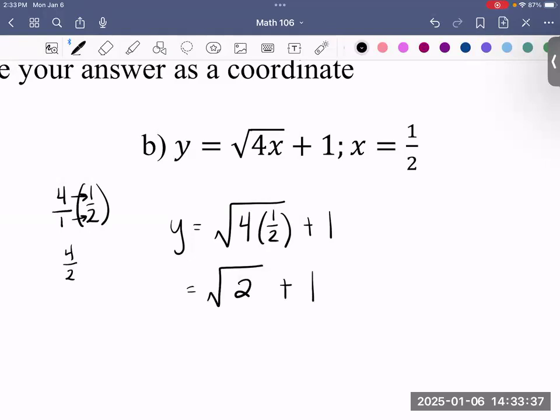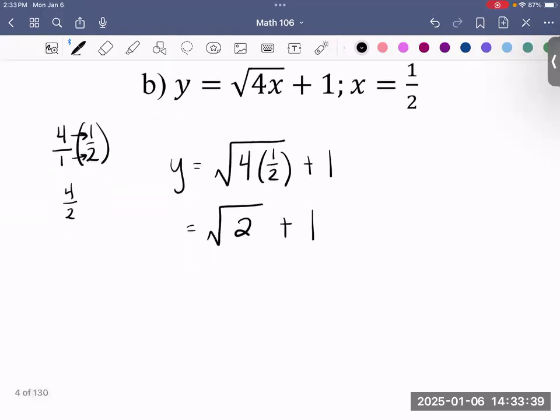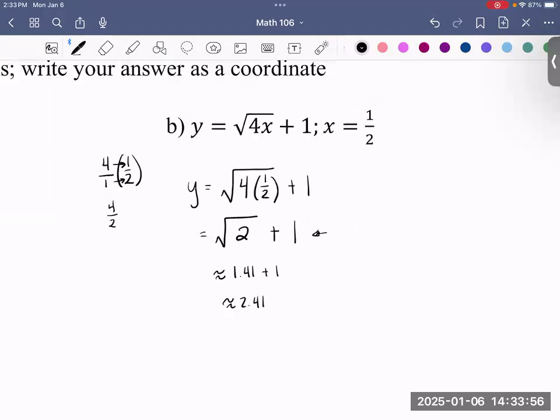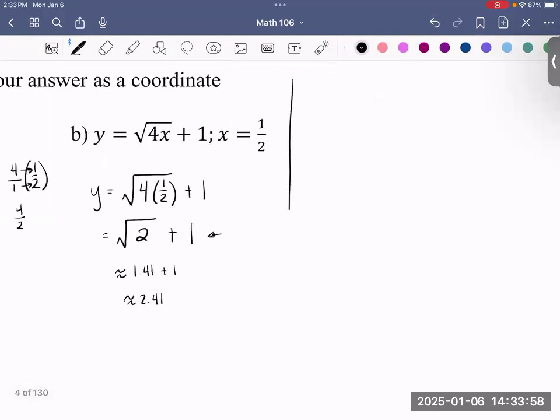Now, believe it or not, this is a coordinate. So you could estimate it. This is about 1.41 plus 1. So you're about 2.41. But if you wanted an exact coordinate, this could be the y coordinate in itself. Now, to try this exercise one more time, let's try it again, but this time when x is equal to 4. Or sorry, 1/4.